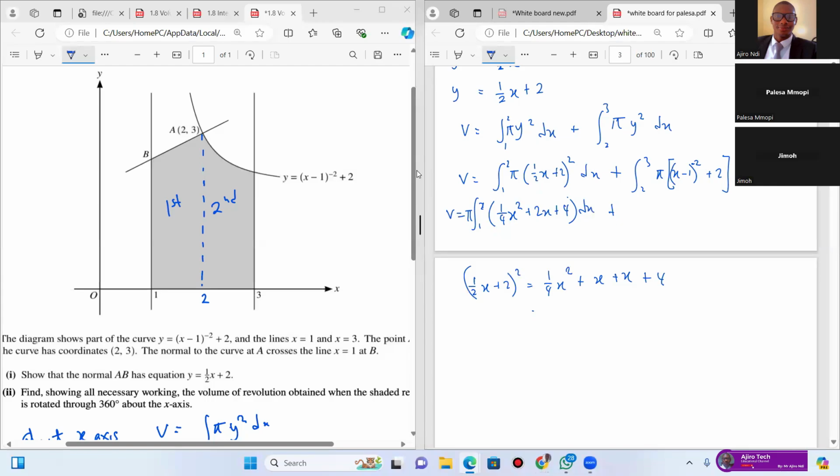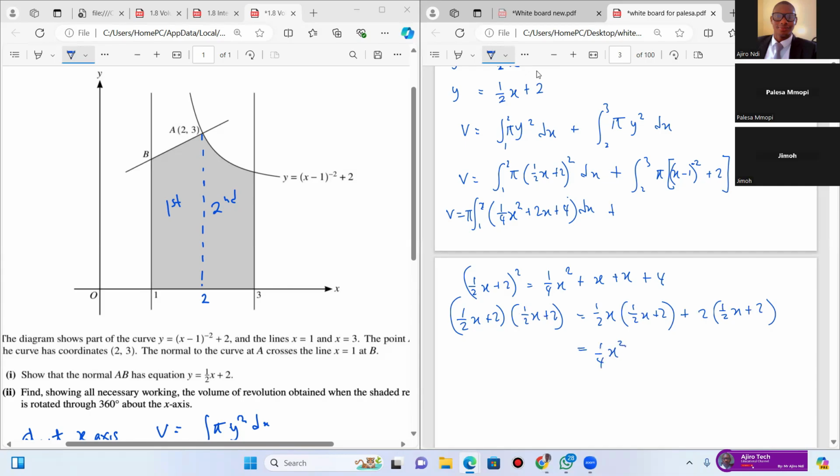What I did actually is half x plus 2 multiplying half x plus 2. Half x plus 2 is a split bracket: half x into the second bracket plus 2 into the second bracket. So half x plus 2, then half x plus 2. So this is what I did. If I multiply half x times half x, that's when I got 1/4 x squared. Half x times 2, I got x. 2 times half x, I got x.